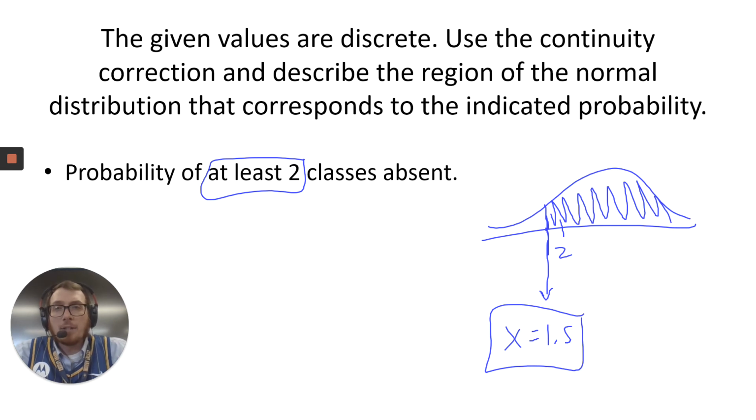A few examples here. The given values are discrete. Use the continuity correction to describe the region that's being found. So if we want at least 2 classes absent, okay, so here's the number 2. I want greater than or equal to, so it's area to the right. But I have to shift this over a half to the left to 1.5 because I want to include 2. If it said more than 2, I would have shifted to the right and it would have been at 2.5.